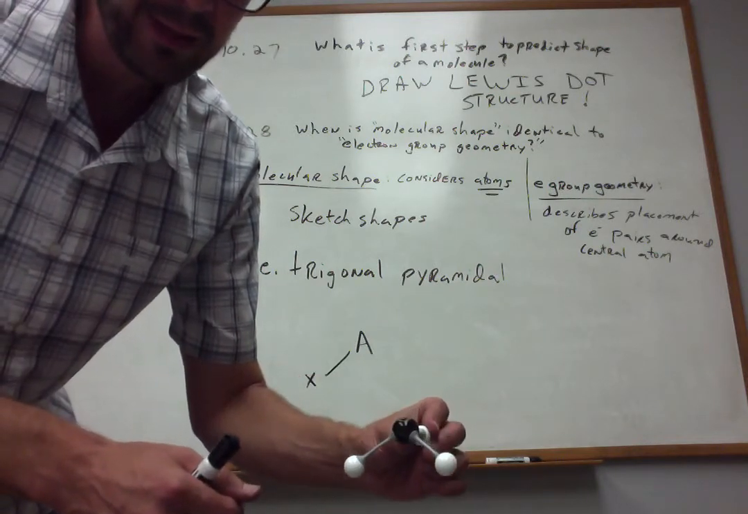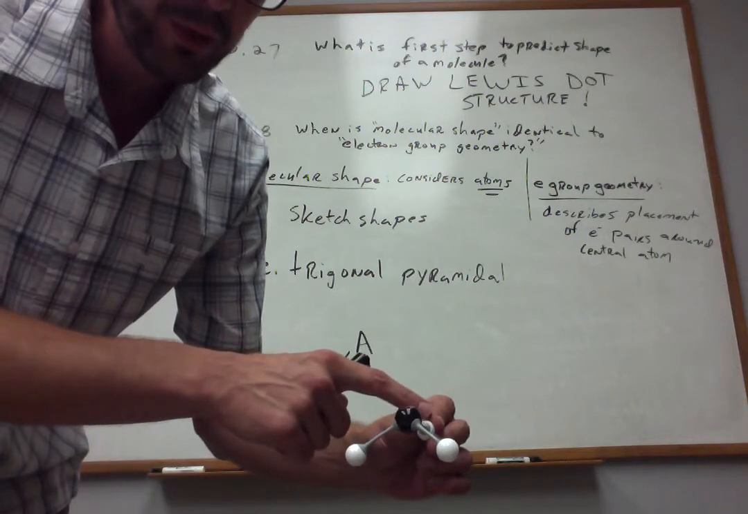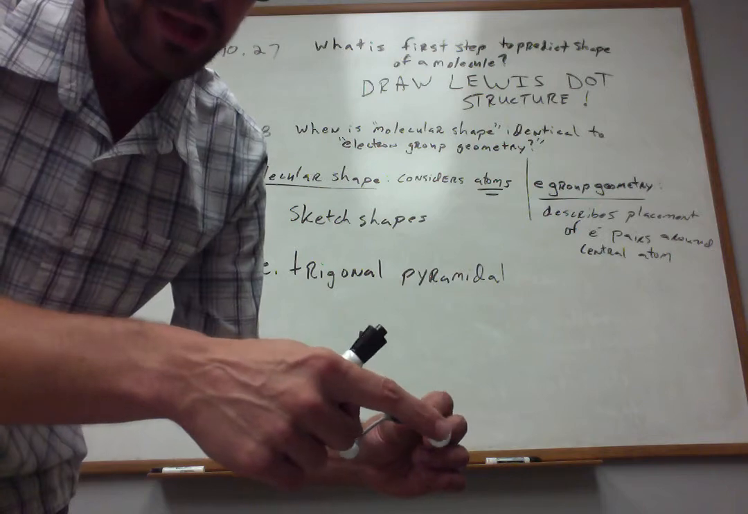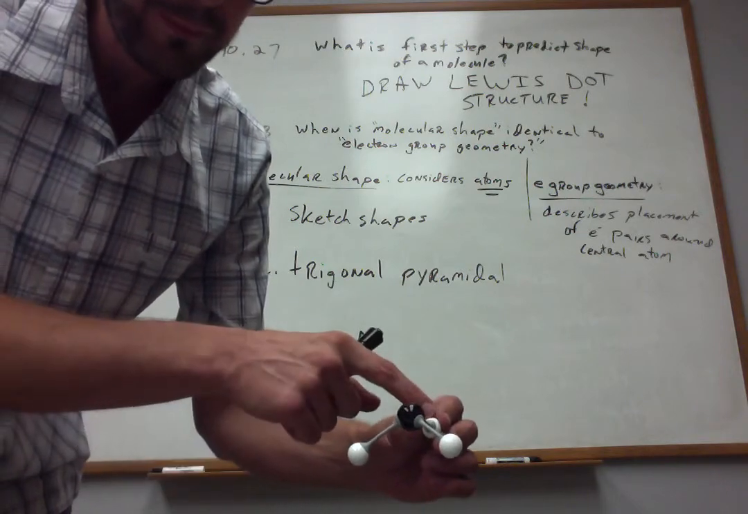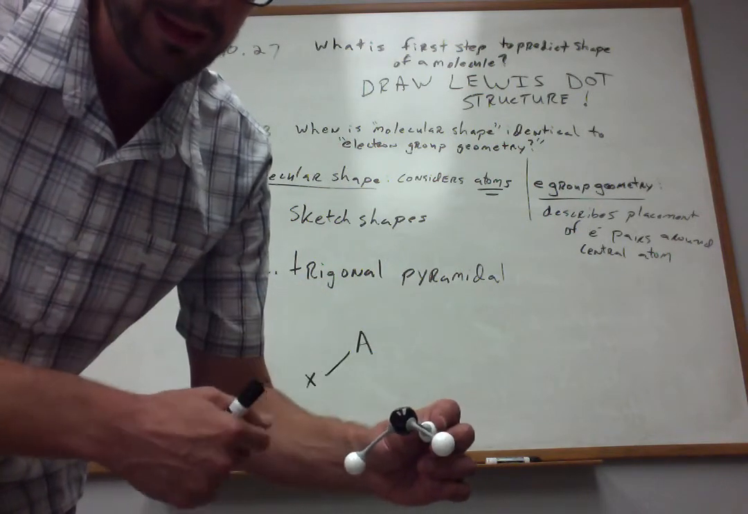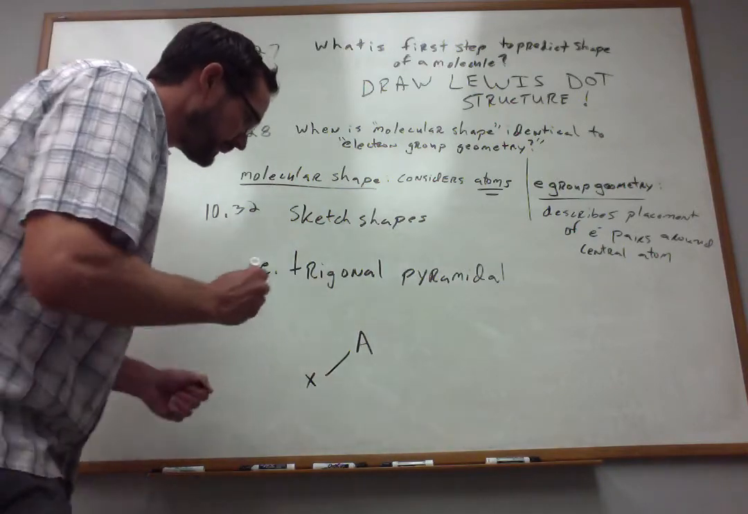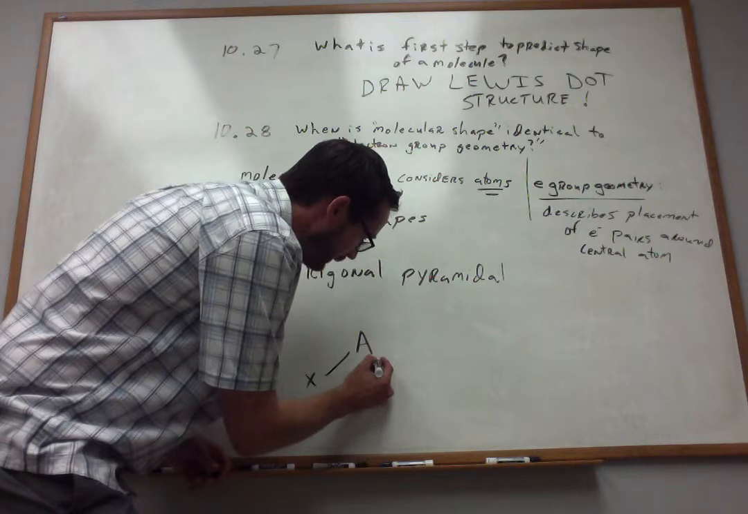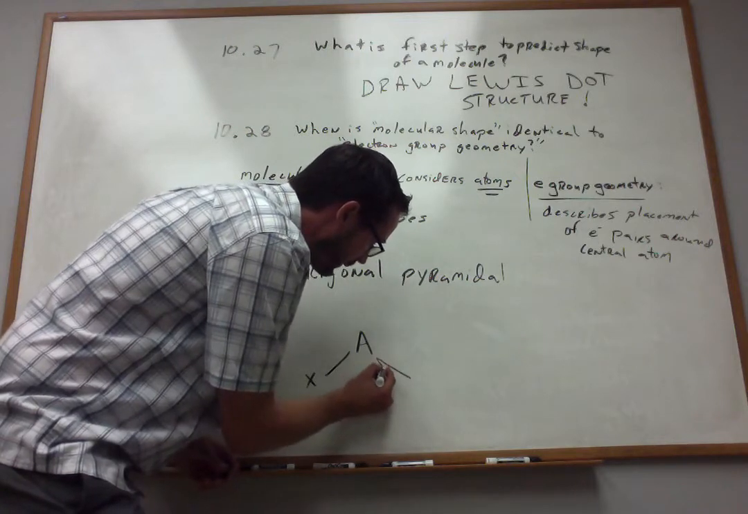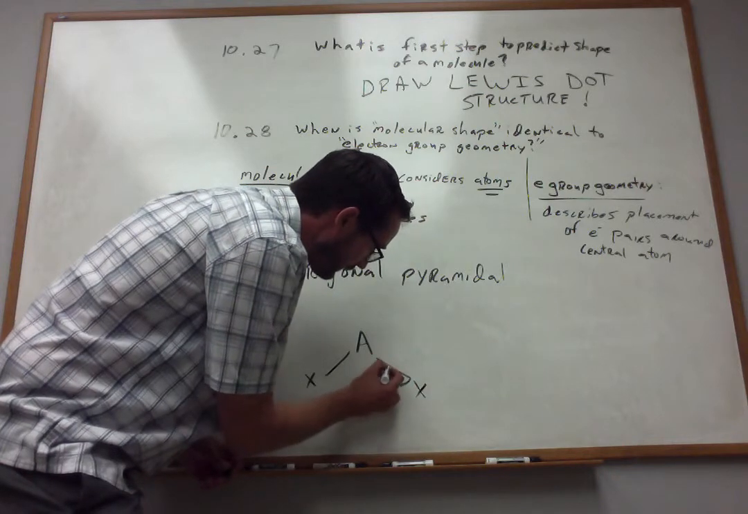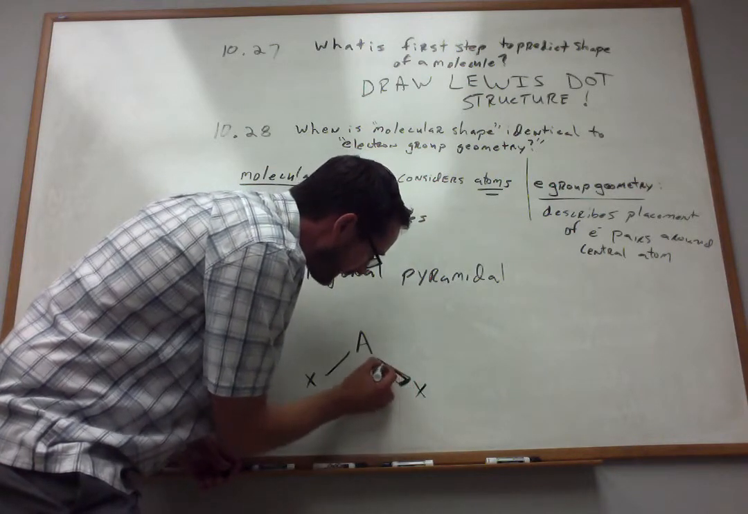Now I'm not done yet, because I've got this one in the back and this one in the front. This one projects forward towards the camera. This one projects back towards the backboard. I need to show that to people, so I need to use my wedge perspective. What I'm going to do to denote the one that's projecting forward is this: my wedge triangle, and I like to shade those in.